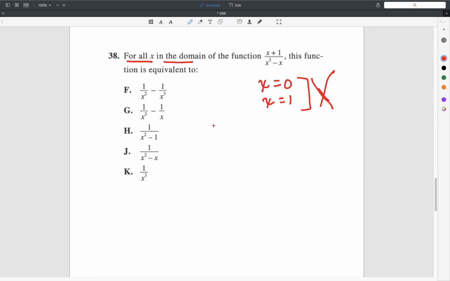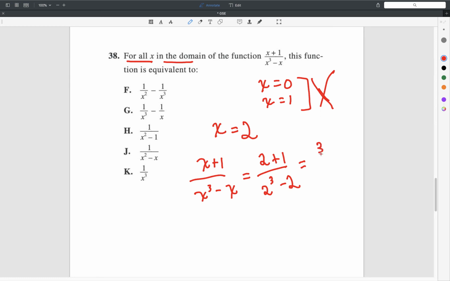So let's choose, for example, x equals 2. And it's asking what is this equivalent to? Well, we're just going to plug in 2 anytime we see an x here. So (x + 1)/(x³ - x) is just going to be (2 + 1)/(2³ - 2). And if we simplify that, that's going to be 3 over 8 minus 2, which is 3 over 6, which is 1/2.